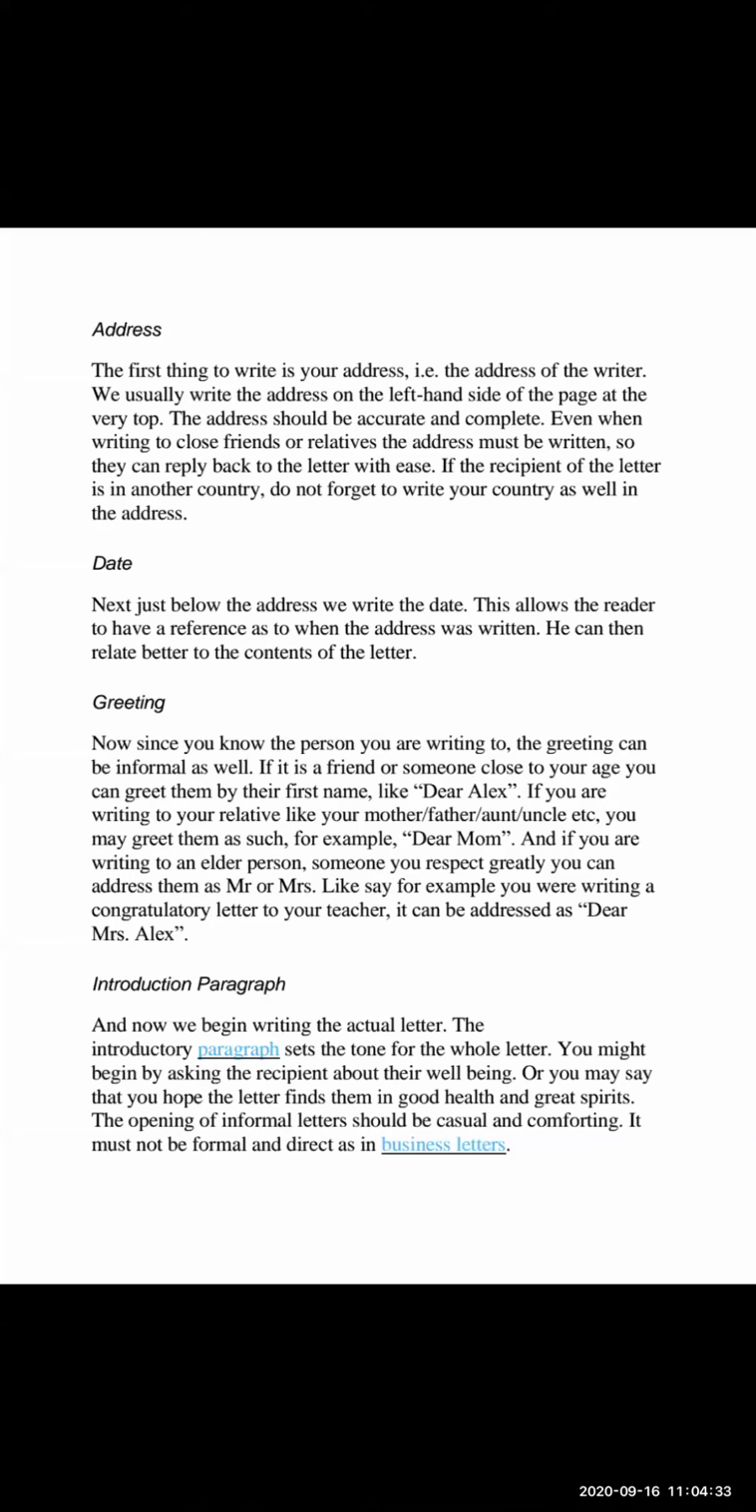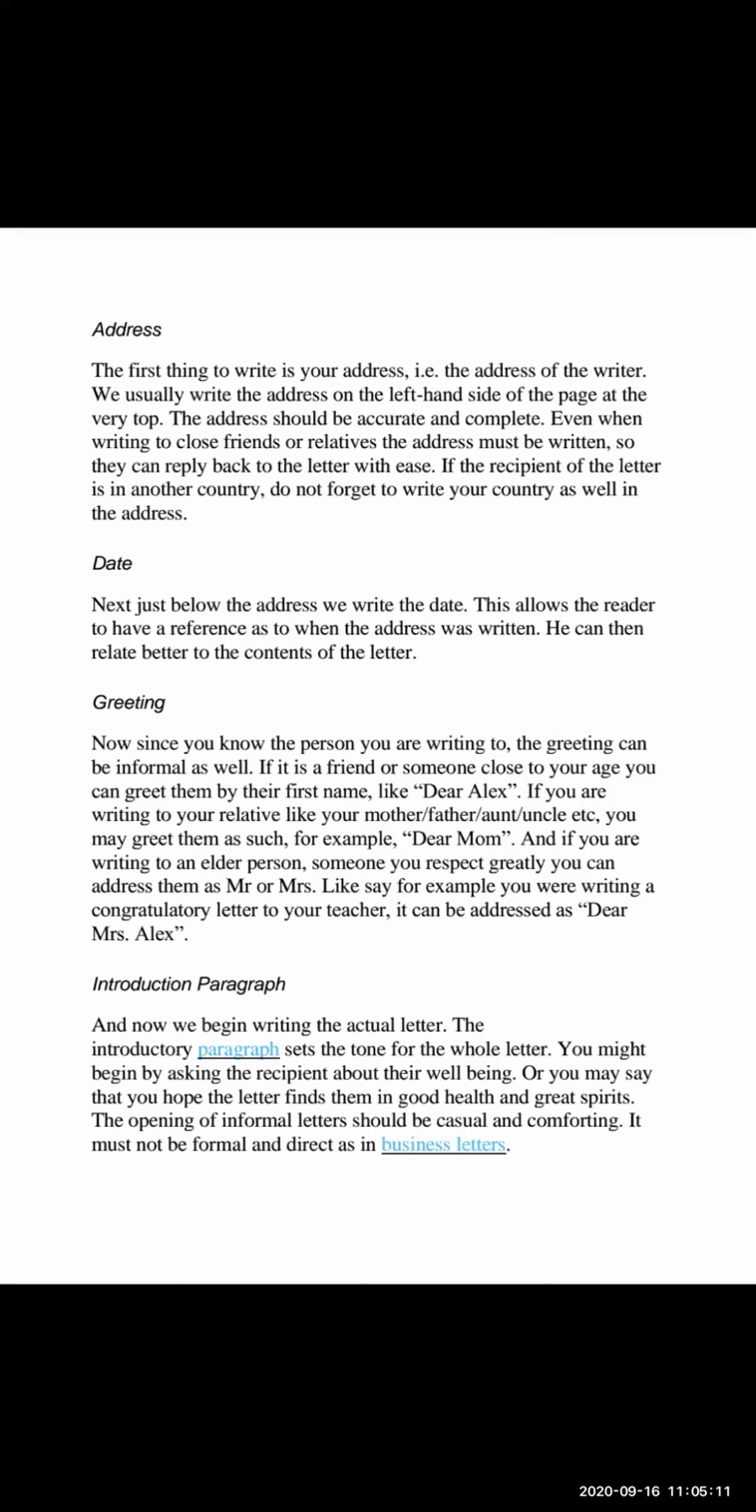Now next, in an informal letter, there is no need to write a subject. Directly after the greeting you need to come to the introduction paragraph. Now we begin writing the actual letter in the paragraph. The introductory paragraph sets the tone for the whole letter.